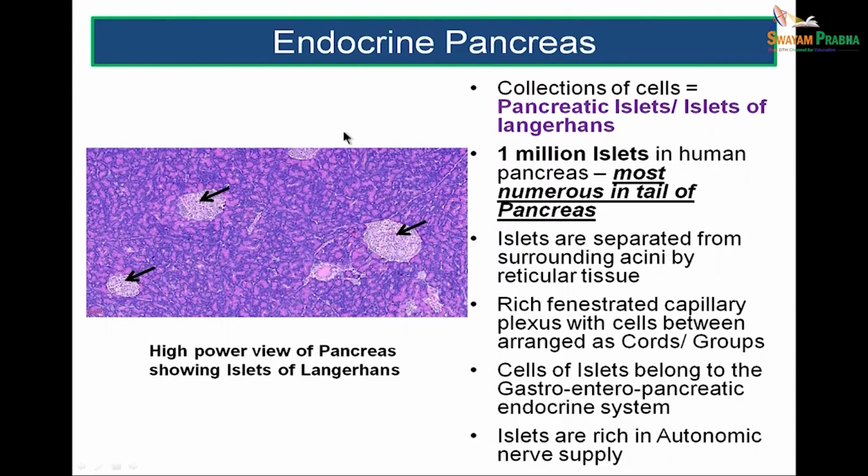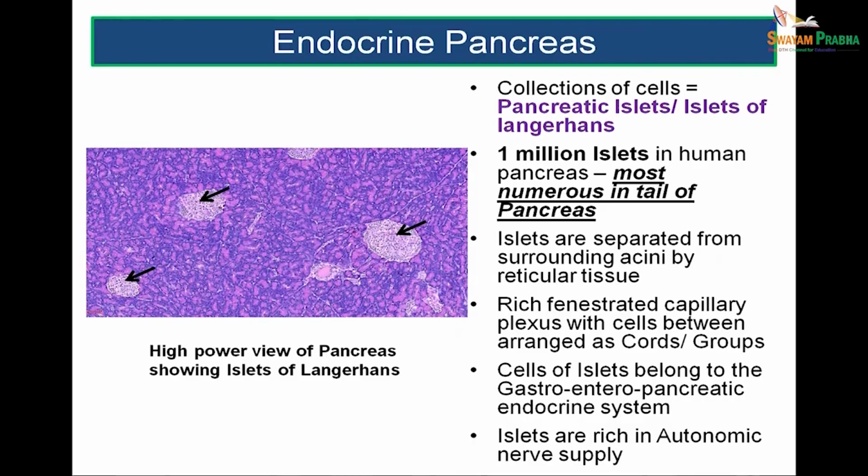Let us talk about the endocrine part of pancreas. If you see on a high power view of a pancreas slide, you see these paler staining isolated collections of cells surrounded by the exocrine acinar cells. These are called the islets of Langerhans. There are about 1 million islets in the human pancreas. The islets of Langerhans are most numerous in the tail of pancreas.